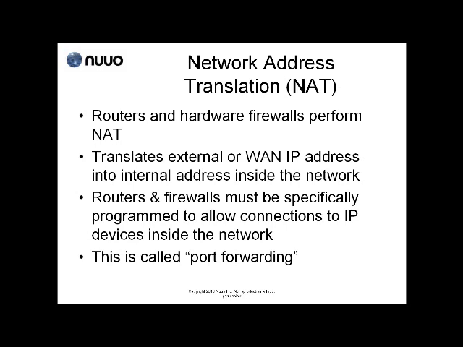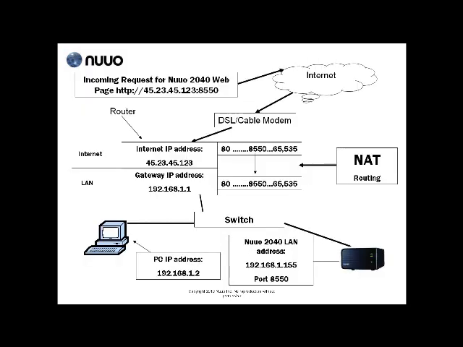Let's start here in the middle where we've got this line over on the left-hand side between the internet and the local network. What sits between the internet and the local network? Our router. Remember, it's got the two IP addresses. It's got an address on one side and an address on the other side, right? It's got the local address and it's got its wide area network or its internet address. Now, down here in the lower right, we've got our NUO 2040. It's got an IP address 192.168.1.155, and it's programmed. I changed the management port from port 80 to port 8550.